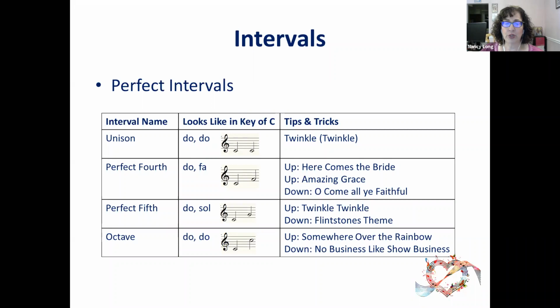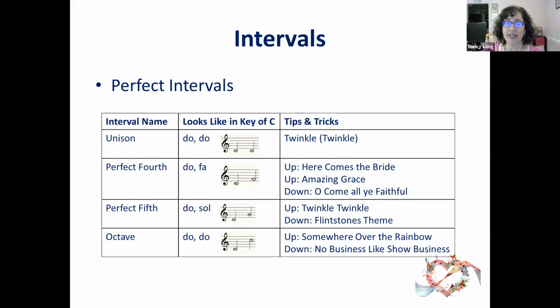Perfect fifth is from do to sol. And again, from C, D, E, F, and G. That's 5 notes. So it's a fifth. And our up example is twinkle, twinkle. That's a fifth. Or down, the Flintstones theme. If you grew up in the time that I grew up, you know the Flintstones. Flintstones, meet the Flintstones. That's your perfect fifth down.